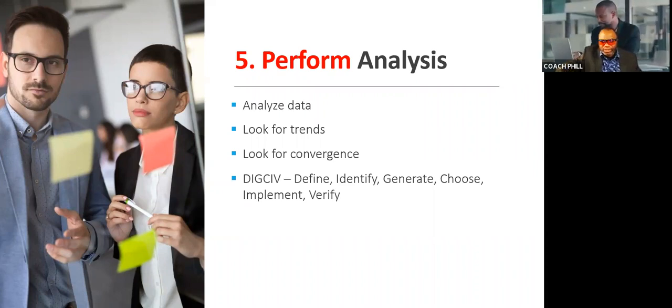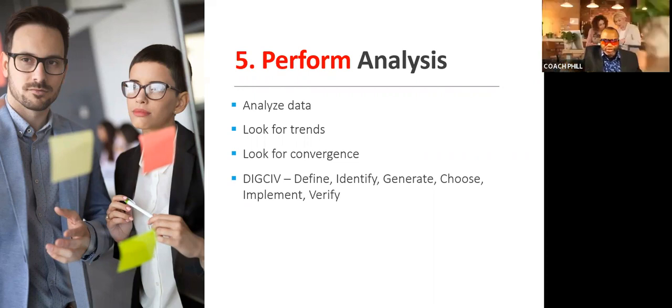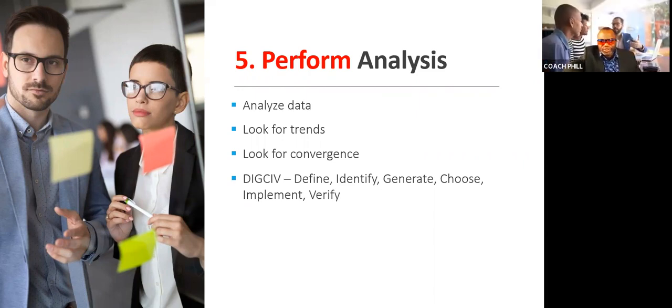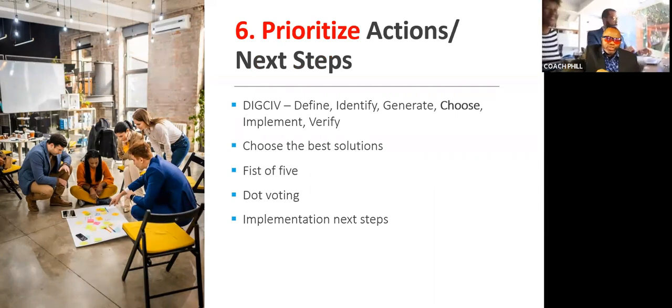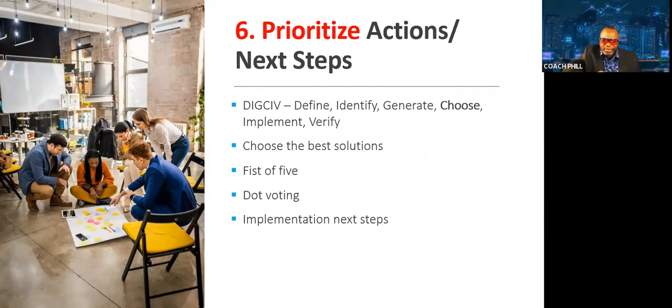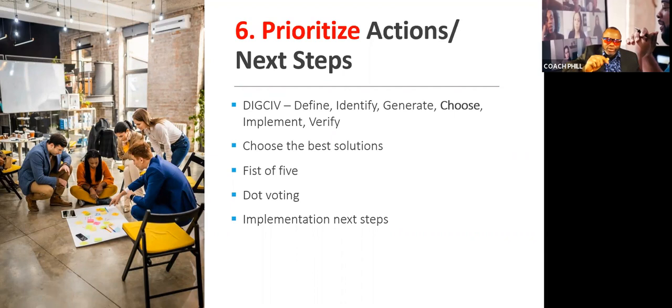You could use nominal group technique, you could use dot voting, you could use fist of 5, you could use just straight ahead voting, thumbs up, thumbs down, thumbs sideways, to get the best out of this step 5. After you have performed the analysis, the time comes to choose the best solution. So you choose the best solution, you use any of those techniques I talked about, but you want to prioritize your actions. So there are a number of actions, a lot of things you could do, but you want the top things. So you got to prioritize.